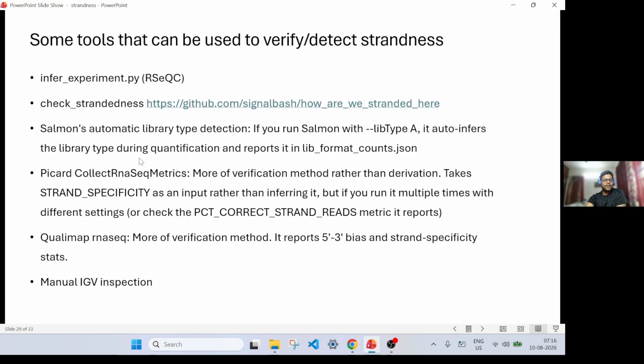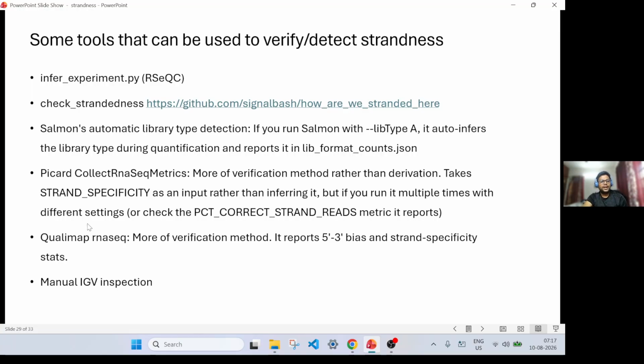Now the other three are mainly verification rather than detection. You have done the experiment, you know the library type, and you want to assure that the data also comes out as expected. One is the Picard CollectRnaSeqMetrics. It's more of a verification method rather than derivation. You cannot discover the type, but you can verify. It takes strand specificity as an input, so you can run it multiple times with different settings, and finally it will give a report, and from the report you can easily know what percentage of reads are on the correct strand.